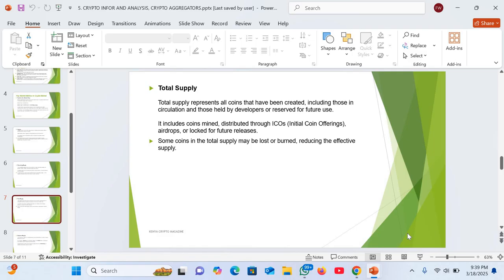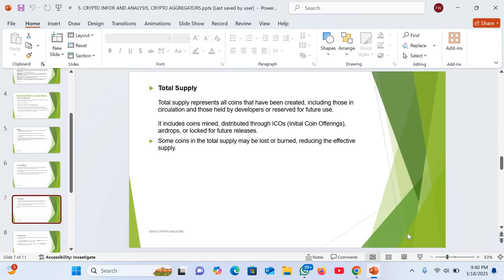But there is a good number of tokens that are held by developers. I'll use an example of XRP. You will hear that 50% or close to 50% of XRP coins are held by what we call repo, and the other 50% is in the market.